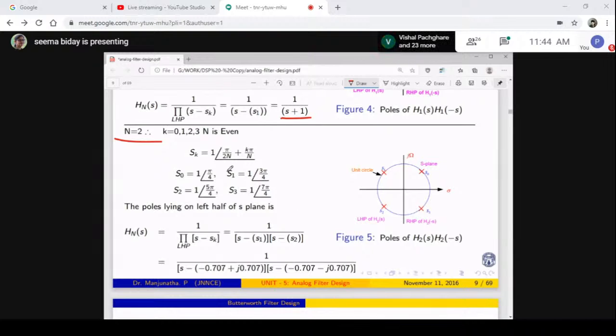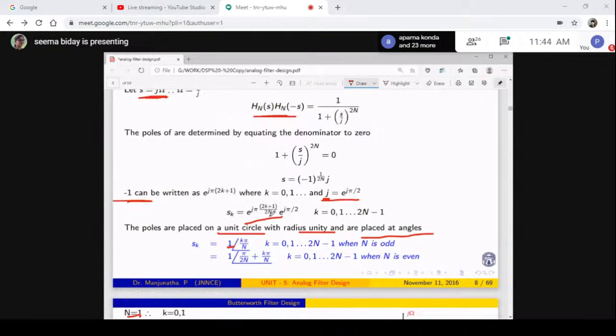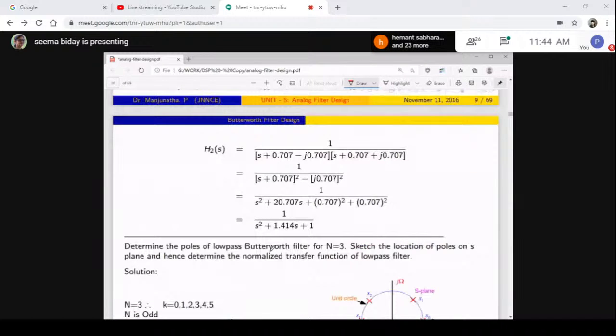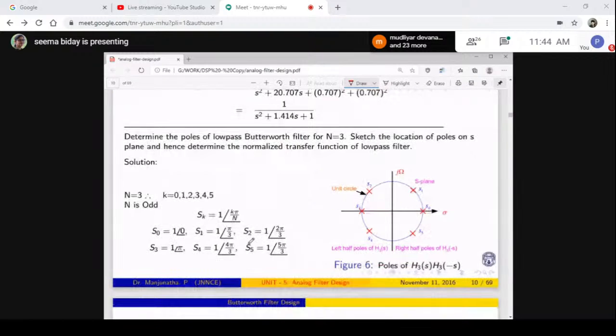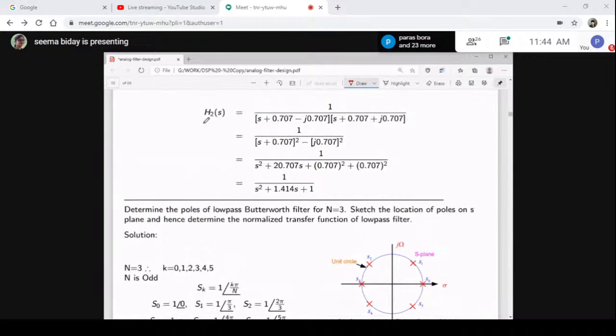So what is required? You should know the formula, how to calculate SK. That's all. If you know this, you will be able to do it. Now, this is from H of S square, like this. Now, you can take this example. So up till now, what we have seen is how to determine H of S for a normalized filter.